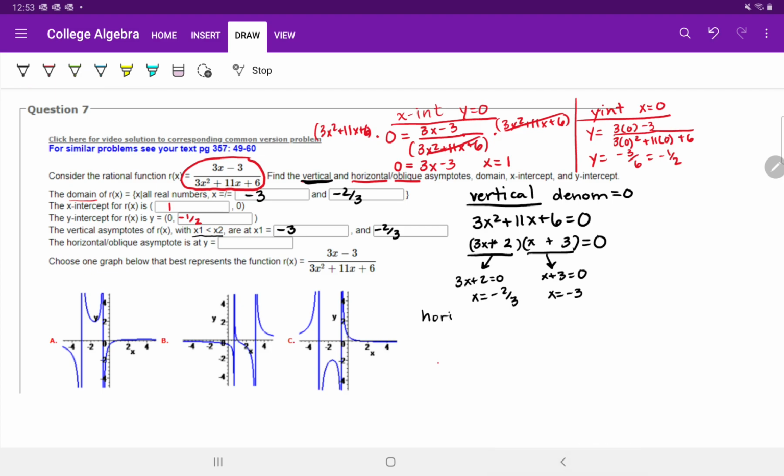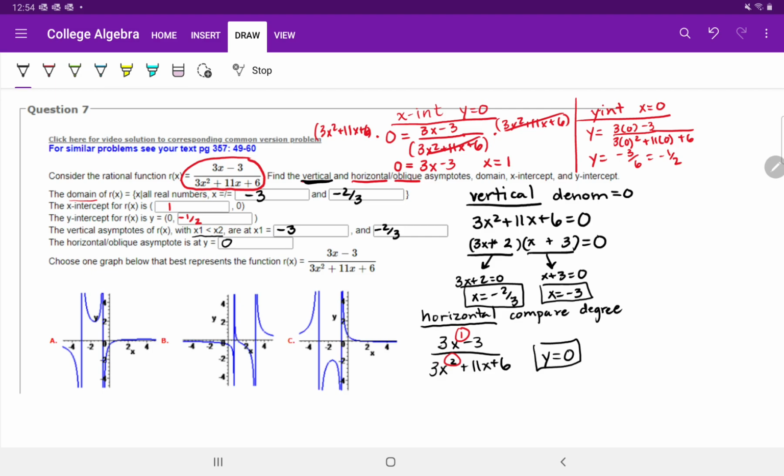Okay, the next question. Find any horizontal asymptotes. That's where we compare the degree from the top and bottom. So we have 3x minus 3 over 3x squared plus 11x plus 6. Our top degree is 1, and our bottom degree is 2. The rule is, if the bottom degree is bigger, you have a horizontal asymptote at y equals 0. It's always 0. So we do have a horizontal asymptote at y equals 0.